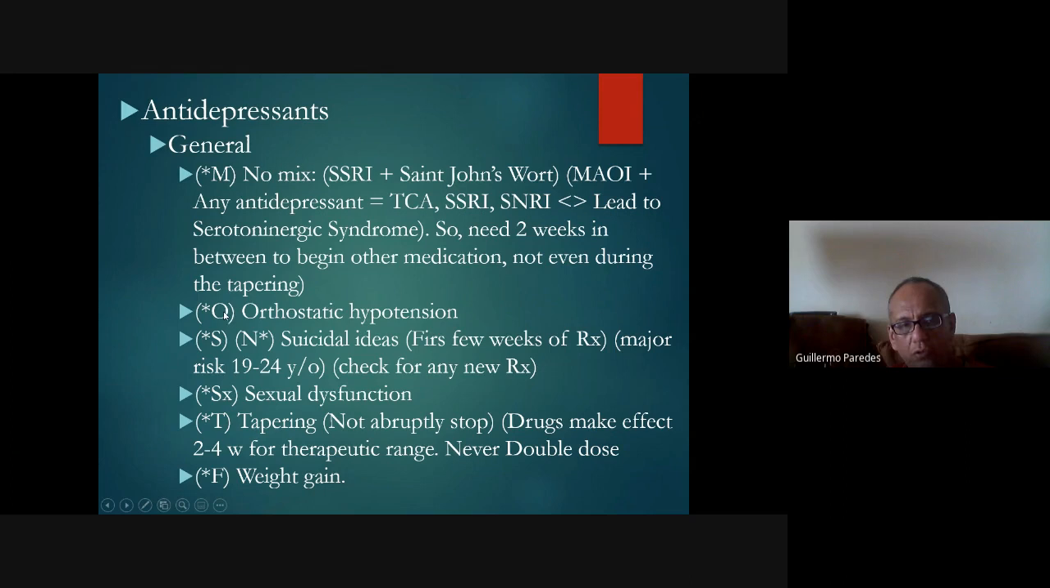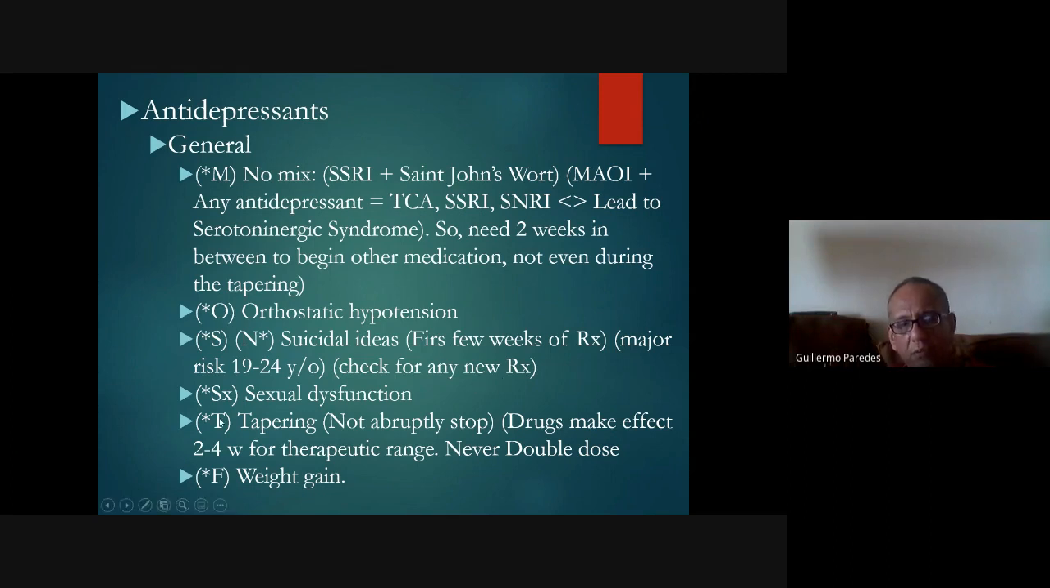They can produce orthostatic hypotension, low blood pressure, everything low. We have suicidal ideas, which are going to be for a few weeks, 2-3 weeks, especially at the beginning of the treatment. The first 2-3 weeks is where you have suicidal ideas, so you need to check the behavior of the patient. Major risk is among young women, 19 to 24 years old. Check for any new prescription. Always be alert on that because of the interaction.